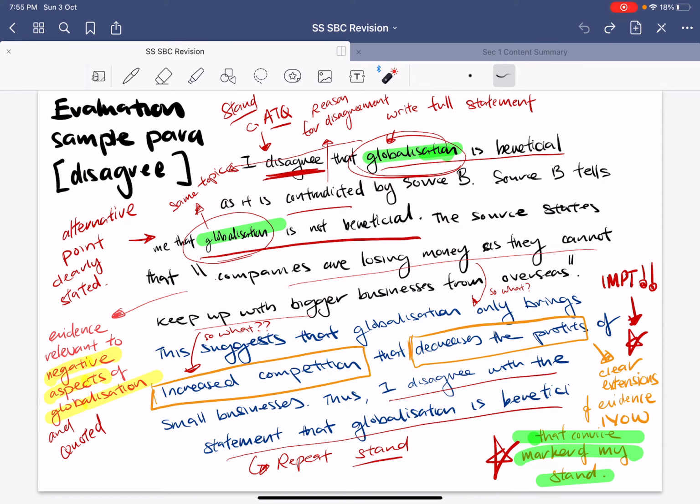Do read your explanation and check again. Does it actually help to explain the stand that you made in the first line? In the first place, your stand, if it's disagreement, has to be very, very clear. And finally, end off by repeating the stand again. Hence, I disagree with the statement that globalization is beneficial. So social studies and history apply the same way. Make sure that when you write the stand, you write the relevant evidence, and of course, you give me a well extended explanation. The key to getting your paragraph correct is to extend it as clearly as possible.